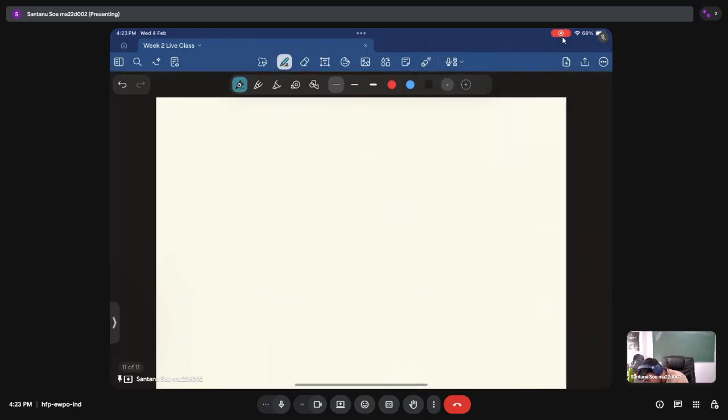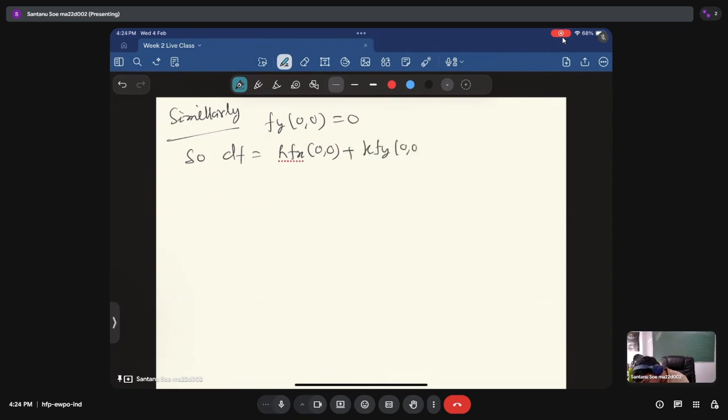Similarly, f_y at (0, 0) is 0. So df equals h f_x(0,0) plus k f_y(0,0), which is 0.